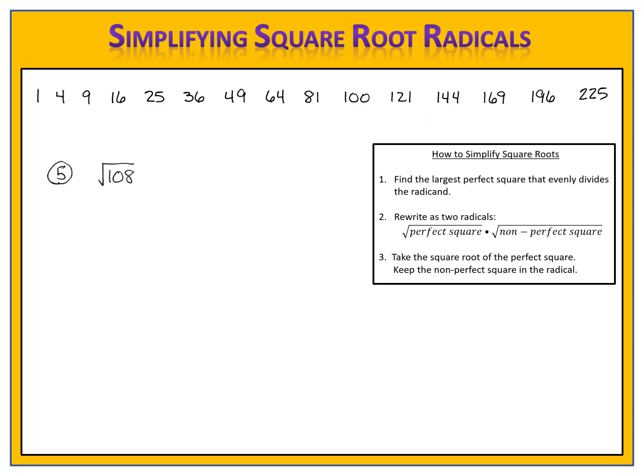Let's try one more. Can you rewrite the square root of 108 in simplest radical form? Please pause the video here and come back when you're ready to compare answers.